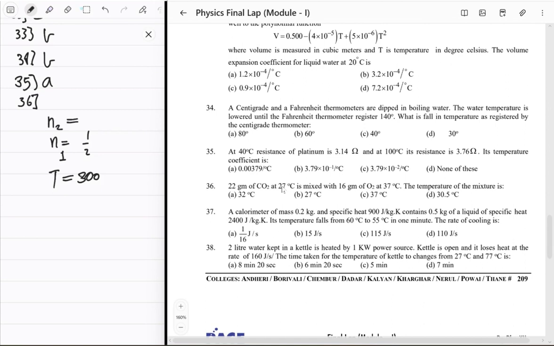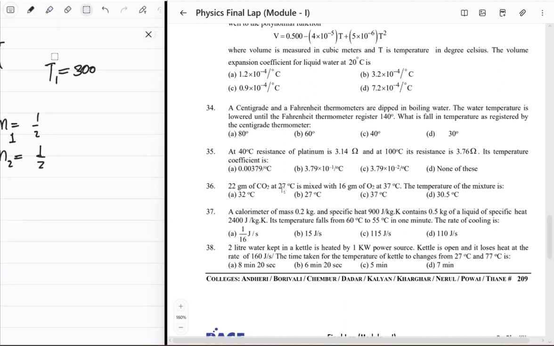16 grams of O2. So let's write this out properly. N2 is how much? So 1 O2 is how much? 32. Like once again half. Okay, at 37 degrees Celsius, same 37 for both. Okay, so T1 is this thing and T2 is 310, whatever.